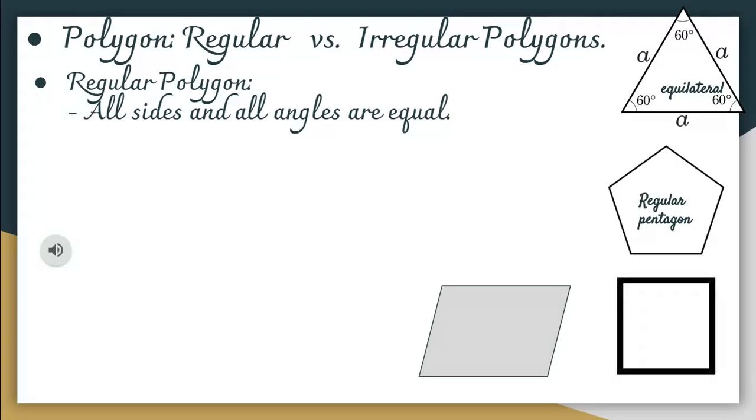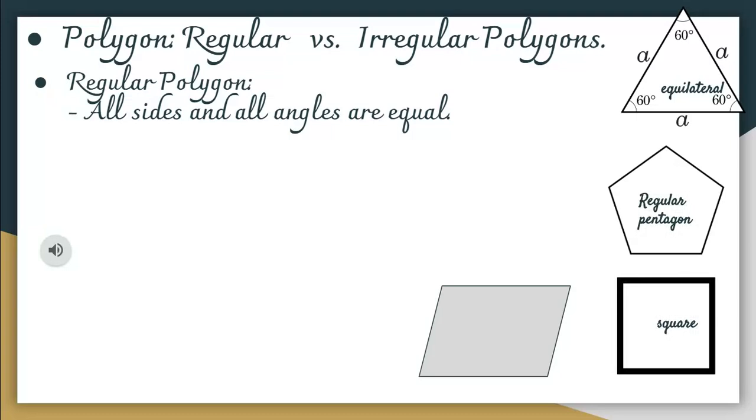Angles are also equal to 90 degrees, right? Therefore, a square is also an example of a regular polygon. So a regular polygon will always have all its angles equal and all its sides equal, right? Clear? What is a regular polygon? All its sides and angles are equal.